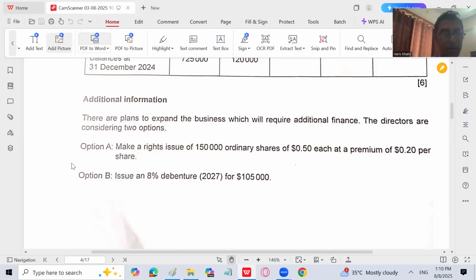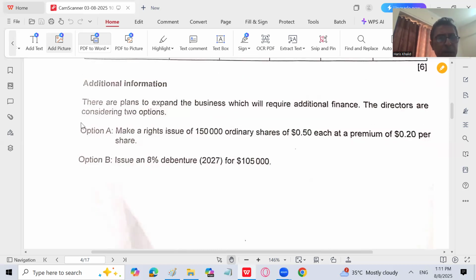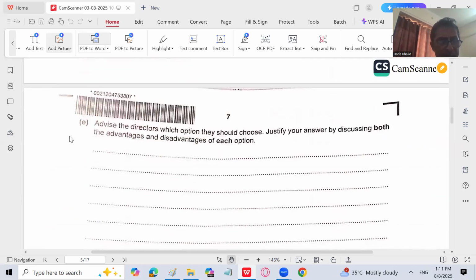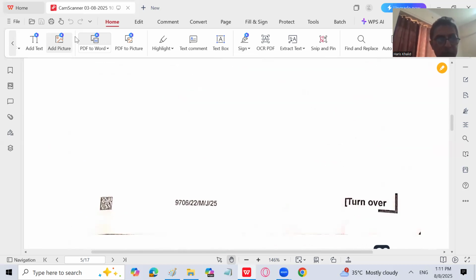But overall, no non-current liability will increase, and we know that it is a limited liability concept. The liability of the shareholders is limited to the extent of shares held by them. So this is how we are done with this part of the question. You can write any other answer if you want to. Both will be accepted.